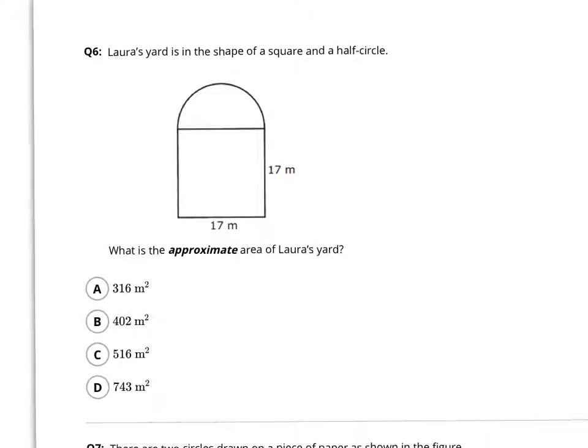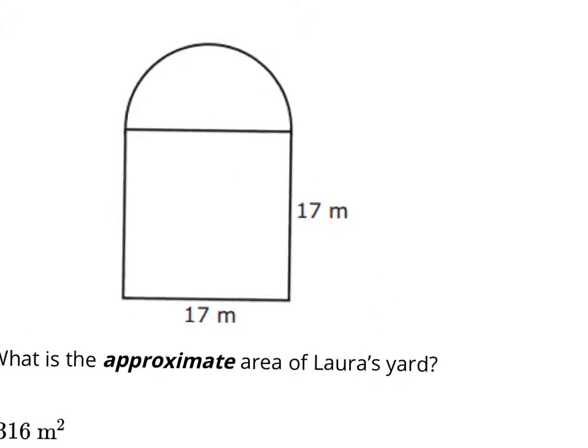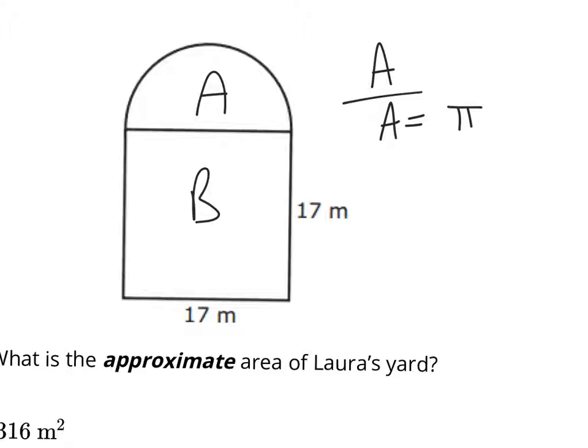Question 6, we have an unusual shaped yard here. They want the approximate area of Laura's yard. So you can see they've kind of already got it split up for you as a half circle and a square. This half circle is what we have to be careful about. We know the area of a circle is pi r squared. If we're doing half of a circle, we could take half of that area, or you could take the area and divide it by 2, however you want to do that.